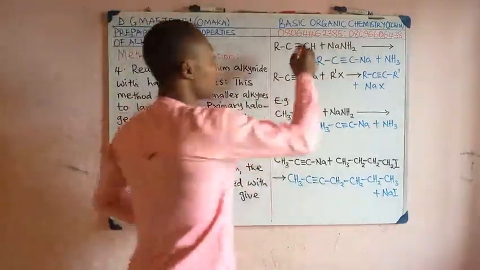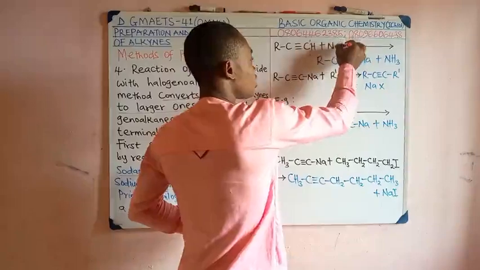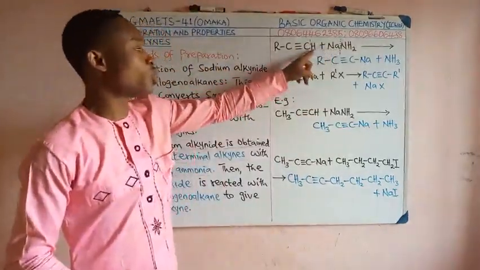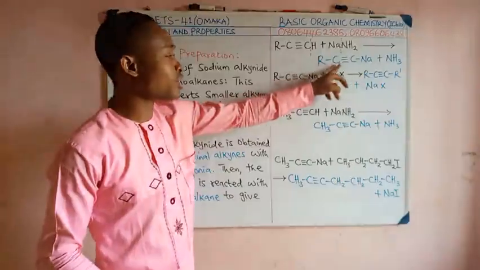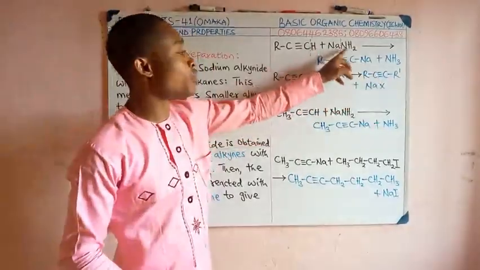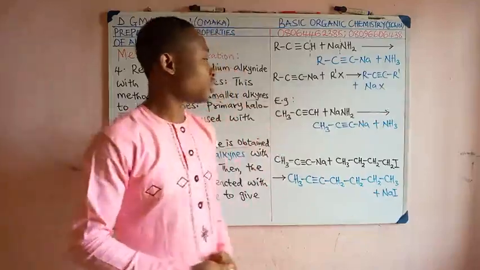There will be a bond cleavage at this point. This hydrogen will break off from this carbon. Then the sodamide would break up at this point, releasing this sodium. This sodium will replace this hydrogen here. So you're going to have R, C, triple bond, C, Na. This is the sodium alkylate. Is that okay? The hydrogen will react with this amide, NH2, to give us ammonia, NH3.